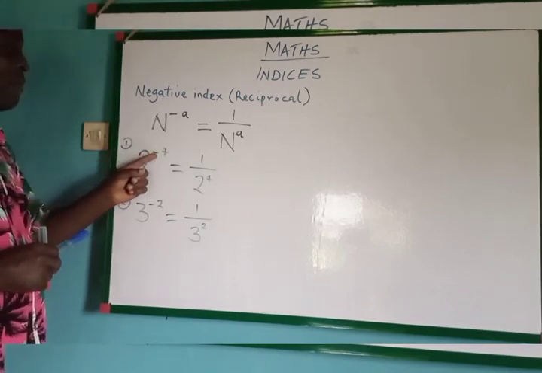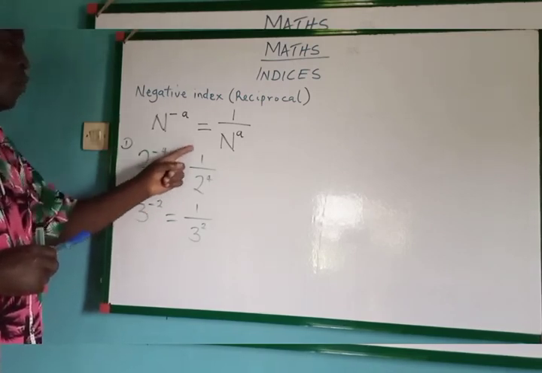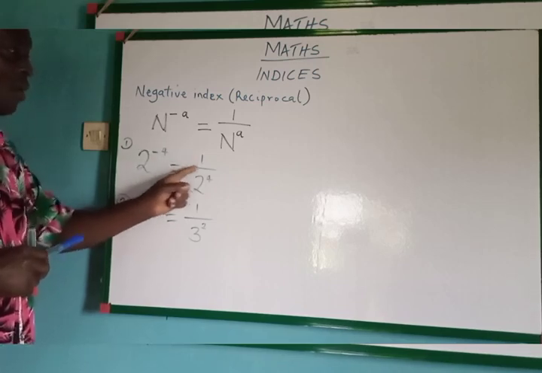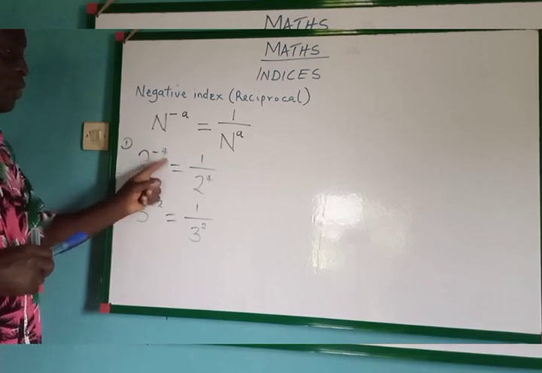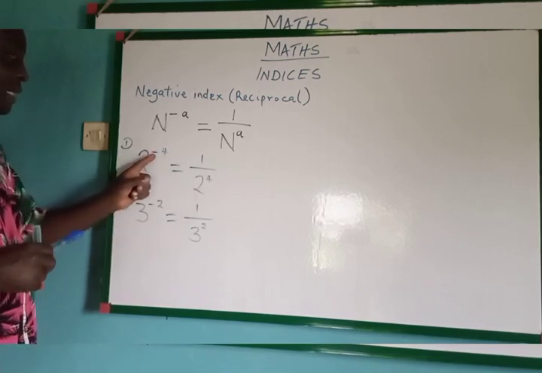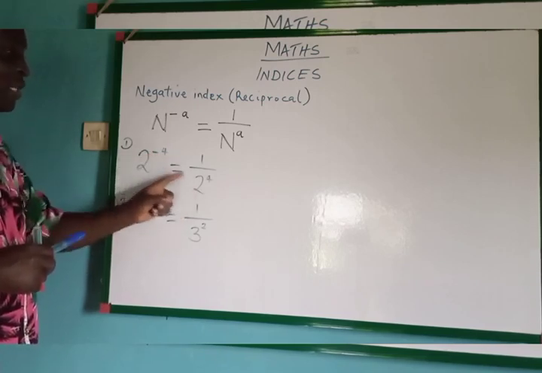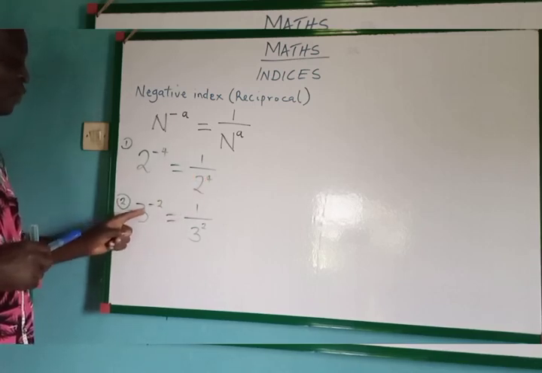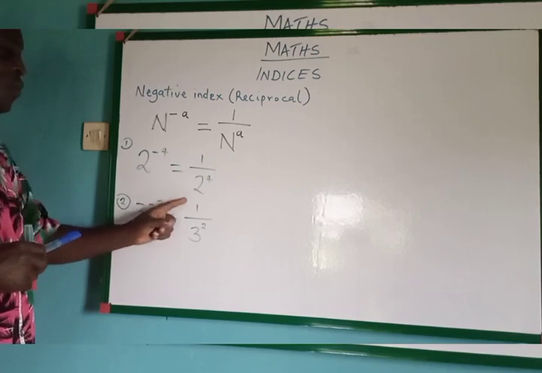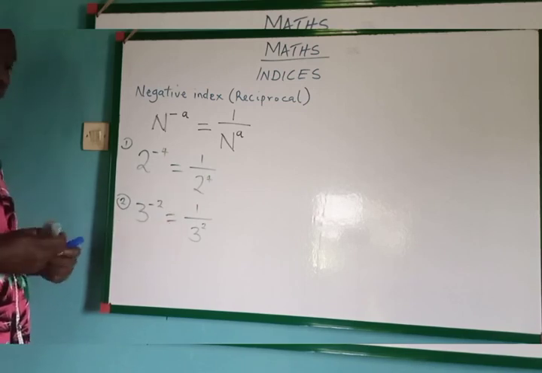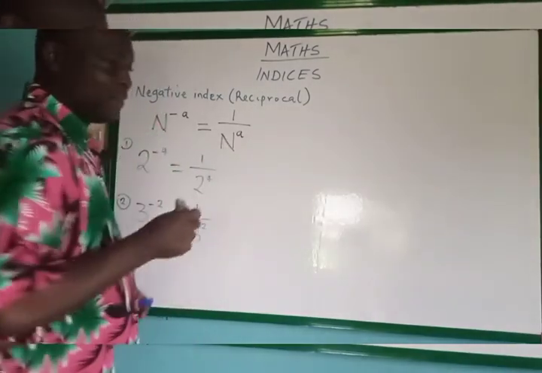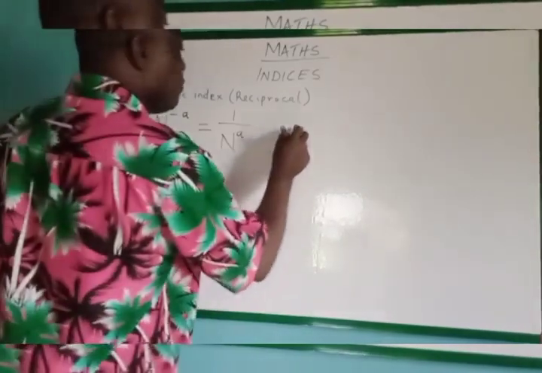2 raised to power minus 4 is equal to 1 all over 2 raised to power 4, because this negativity makes it 1 all over. You see that the negative sign has changed to positive. Then if we have 3 raised to power minus 2, it is equivalent to 1 all over 3 raised to power 2.